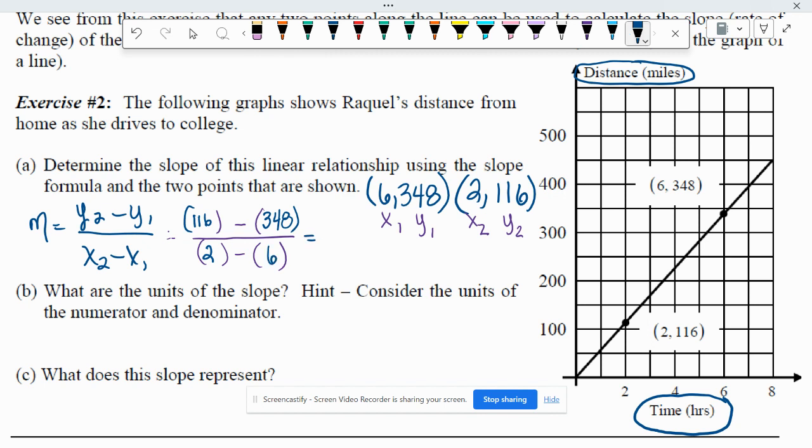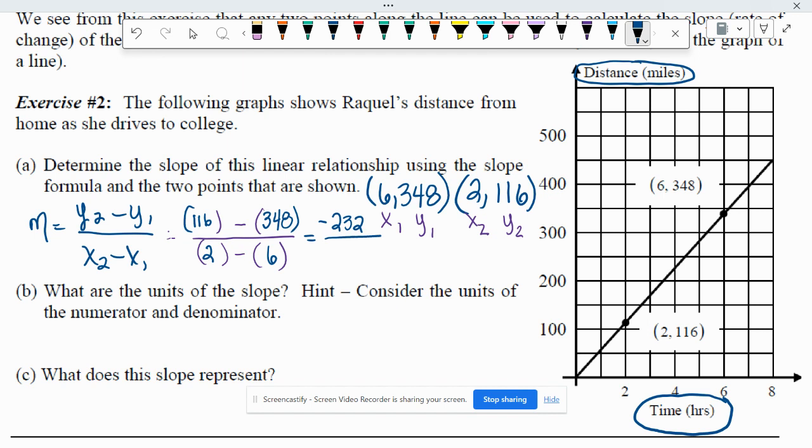So calculators, get your calculators out. Someone grab a calculator if you're close to it. From this point on, you're going to want calculators, I would say pretty much every day. Someone tell me what 116 minus 348 is. Negative 232. Good job. Thank you.